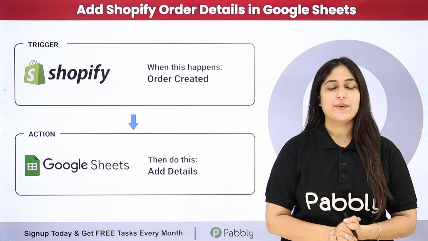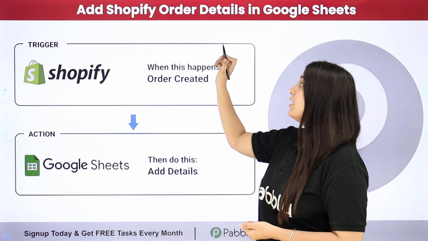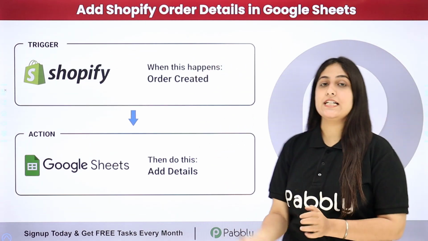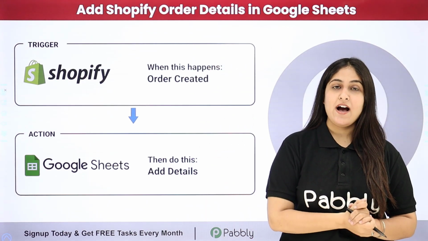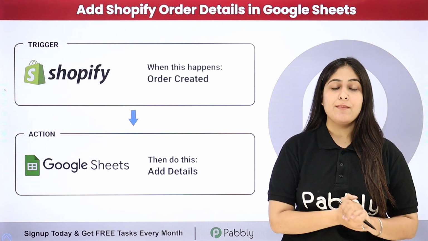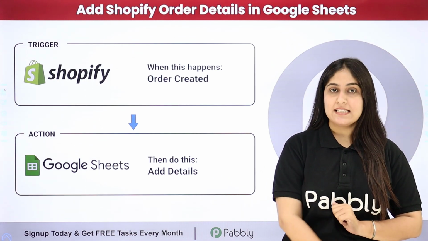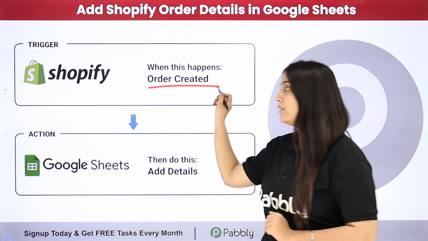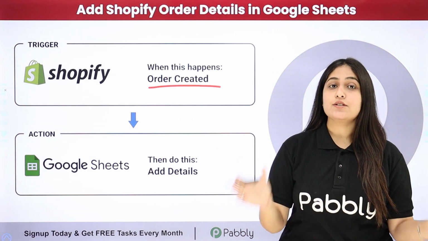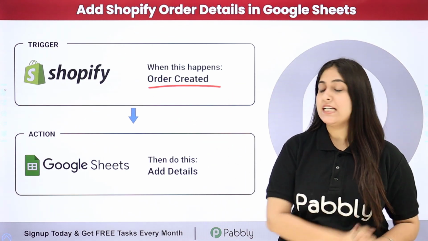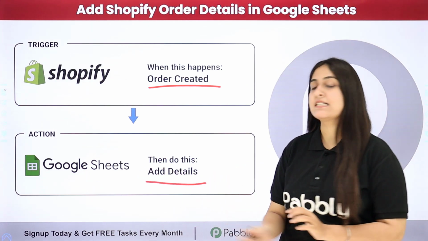So in this video we are going to understand how to add Shopify order details in Google Sheets. So I'm a seller on Shopify and I receive a lot of orders from my account. In this case, I want that whenever I receive a new order in my Shopify account, then automatically the details of the order received should be added in my Google Sheets as a new row.